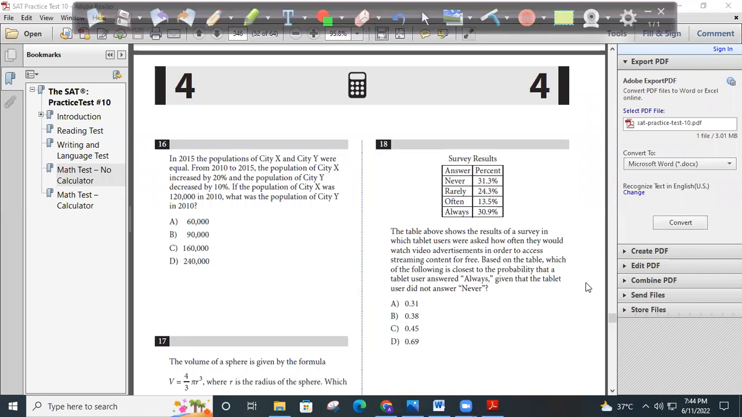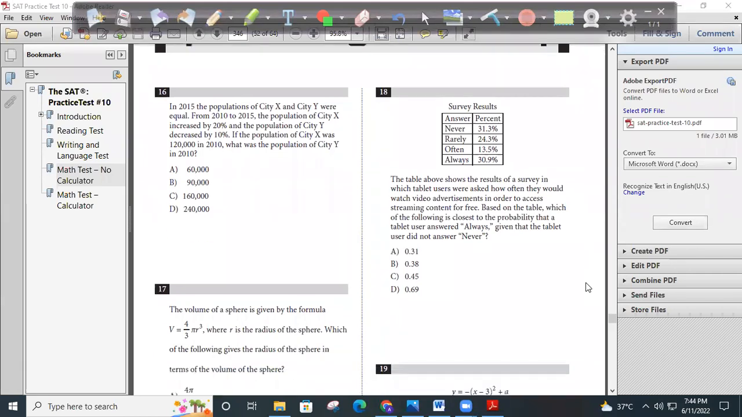Okay. Now everyone in the class should answer question number 16 perfectly and properly. Everyone should give me an answer. Start.